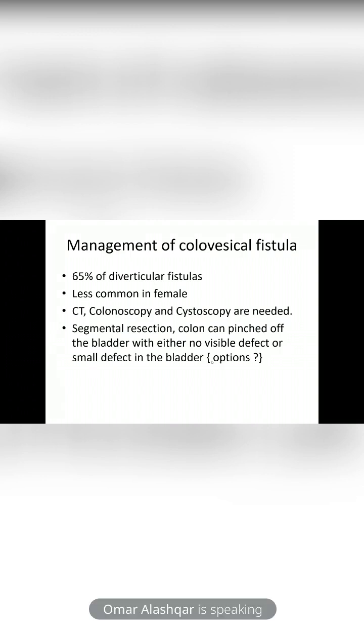CT first thing, then colonoscopy and cystoscopy. Exactly. So we do the CT scan, and that can show the contrast going from the colon to the bladder. You can also do a colonoscopy, mainly to make sure we are not talking about malignancy, to make sure there is no colonic cancer or rectal cancer, and cystoscopy for the same reason, just to rule out any possibility of bladder carcinoma. At the same time, you can see the area of inflammation and induration, but most of the time you will not be able to see the fistula per se.